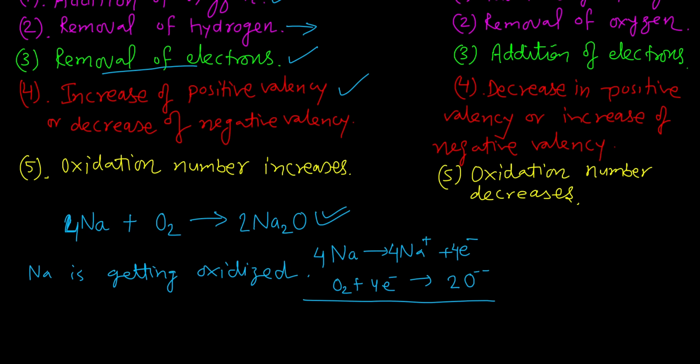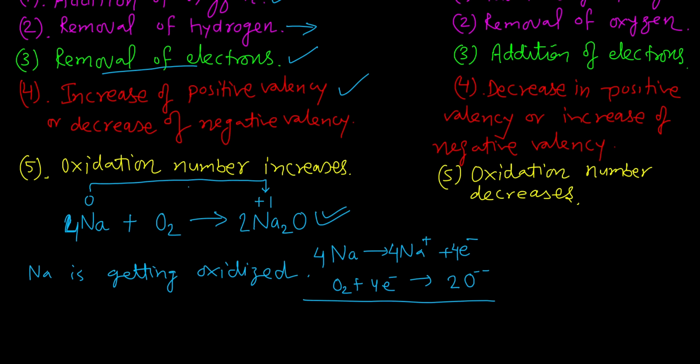How is positive valency increasing? The initial valency of oxygen was 0, because it is in elemental form and not bonded to any other element. But in Na2O, as you can see, after losing one electron, sodium will have a valency of +1. So there is an increase of positive valency. This is also a case of increase of positive valency. So this is oxidation. Here sodium is getting oxidized.